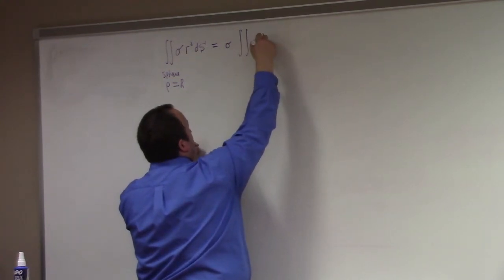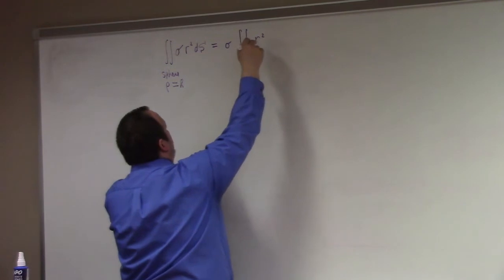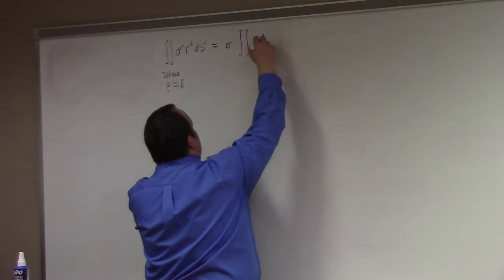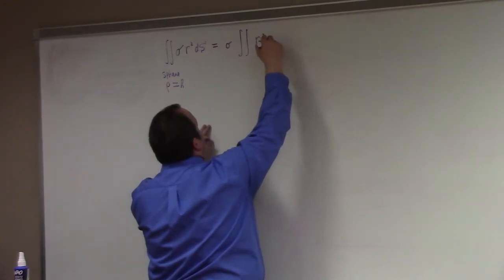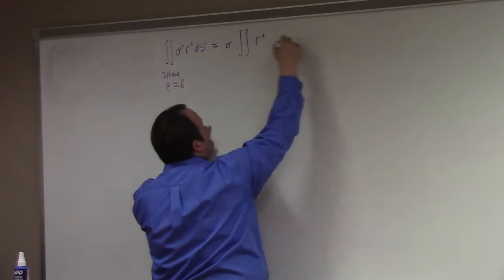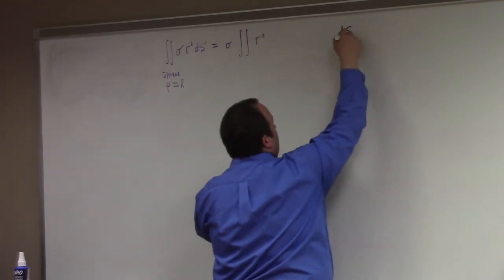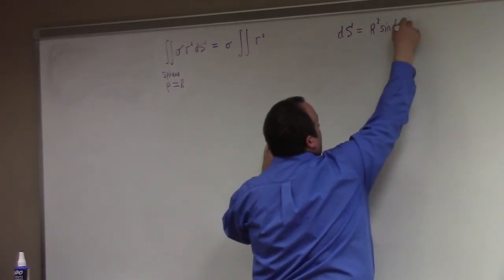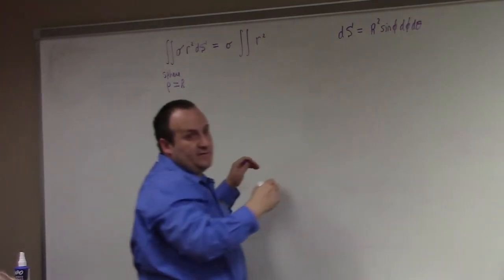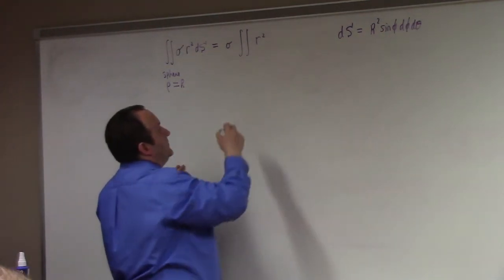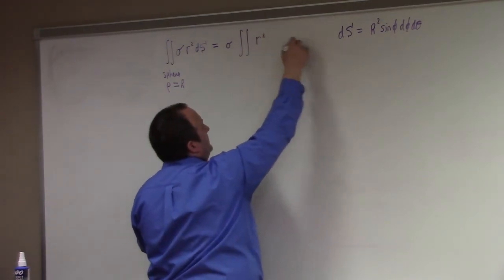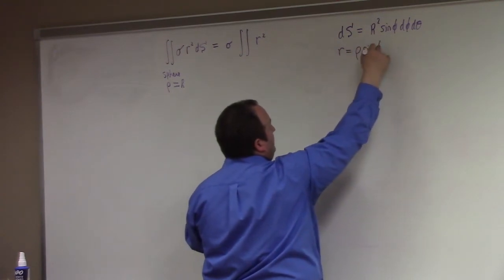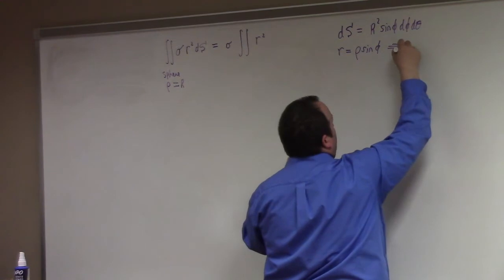What's dS? So we have r squared, and dS is actually, we worked this out before. The surface area element for the sphere is R squared sine phi d phi d theta, right? And here this r is equal to rho sine phi. So that says that r is actually equal to R sine phi.